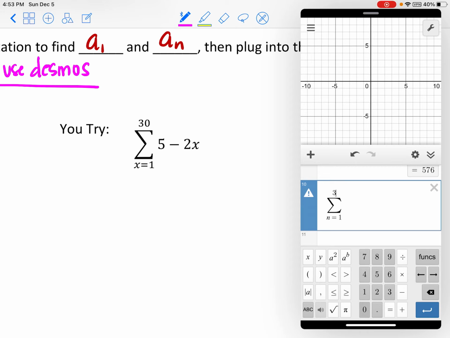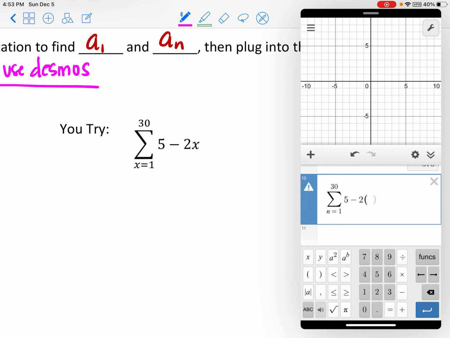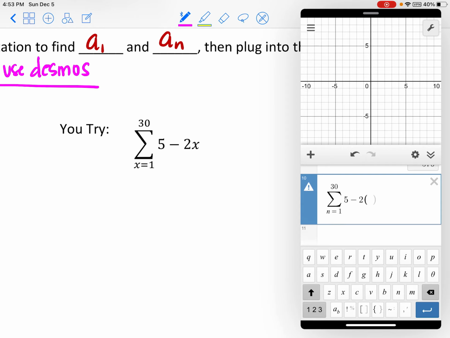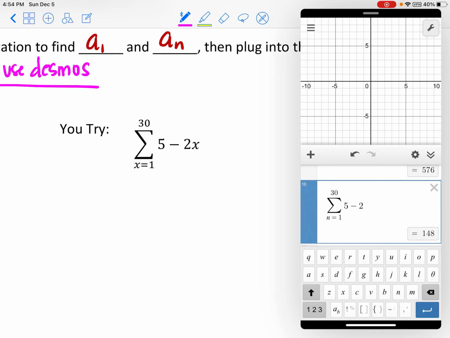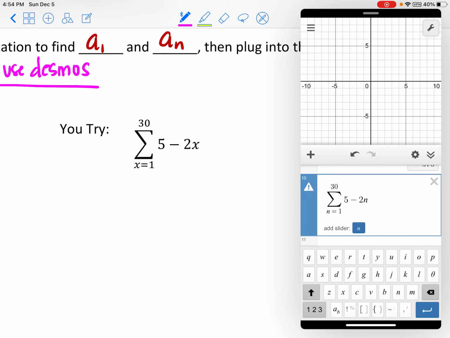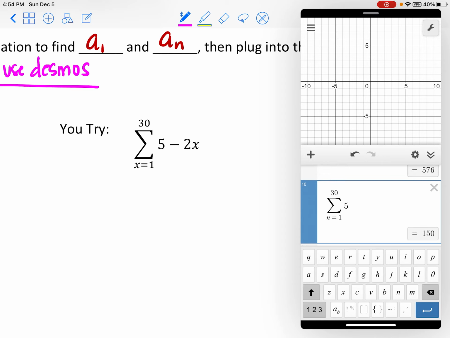So we're going to go from the first term to the 30th term, and the explicit formula is 5 minus 2x. Or actually, in this case, I'm using n. So I'm going to go to my keyboard and call that an n. And close that off. And notice it's giving me this error sign. And that's because I want it to ask Desmos to find the sum of that explicit formula, but right now it's doing order of operations. It's finding the sum of 5. If 5 was the only number on your list from 1 to 30 times, that sum would be 150.